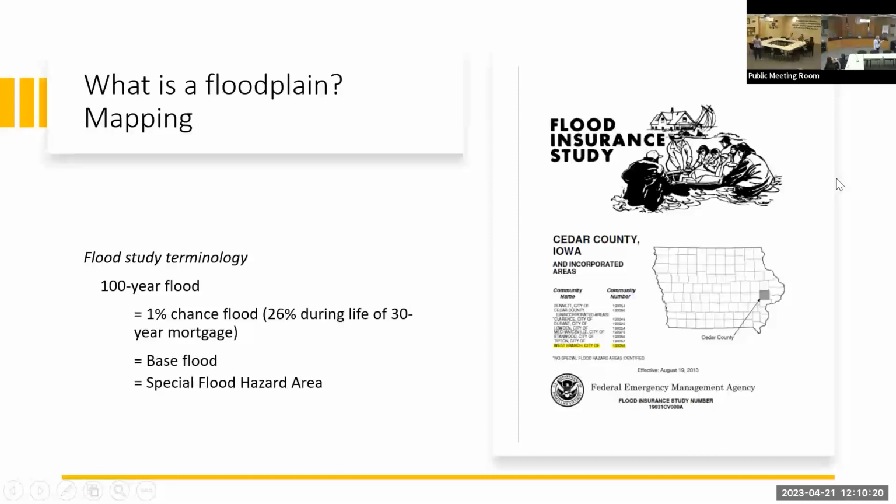So the 1% annual chance flood is a 26% chance of actually flooding during the life of a typical mortgage. We often call this the base flood, and you'll hear me use the words base flood elevation today a lot. And that's the elevation at which we can expect floodwaters to get to during a flood event. We're also going to be calling this the special flood hazard area.